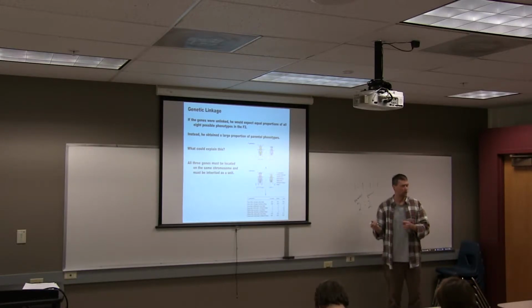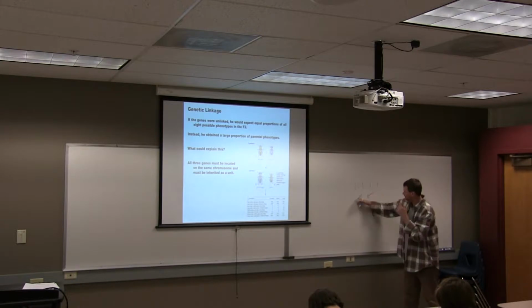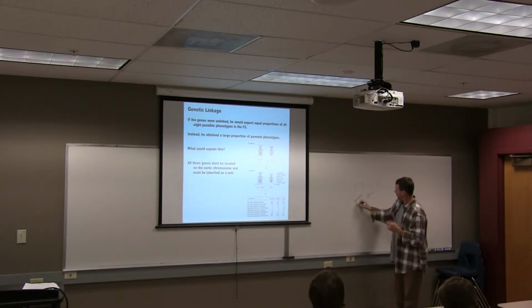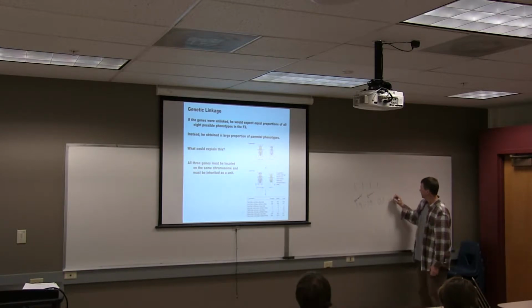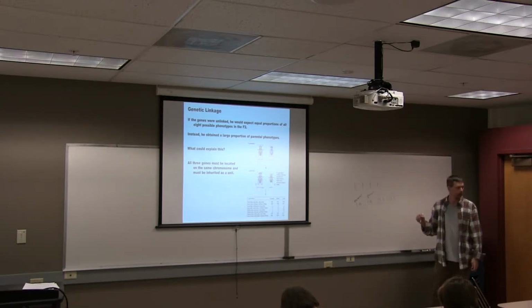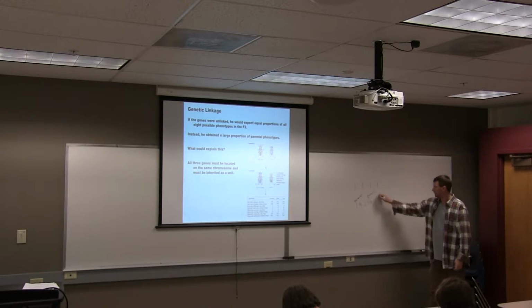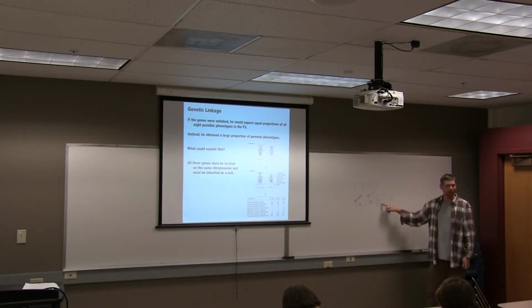And what Morgan actually got was essentially 1.9 to 1.9 to 0.1 to 0.1. These shouldn't exist. This is kind of like a mixing of stuff from mom and dad. And you can't do that because it's all inherited as one unit.